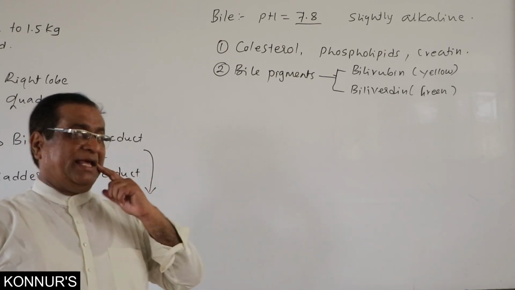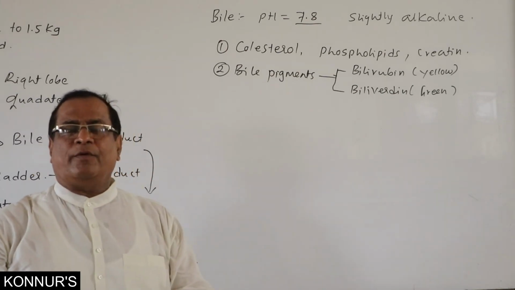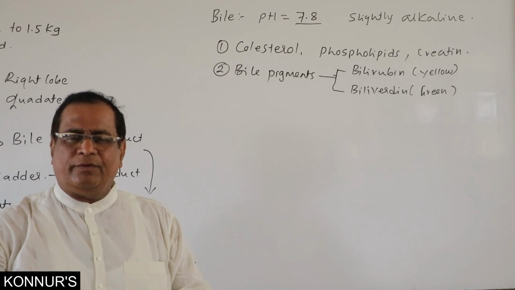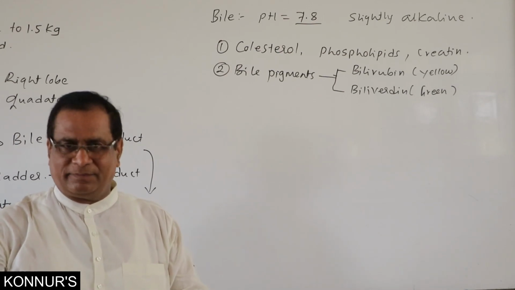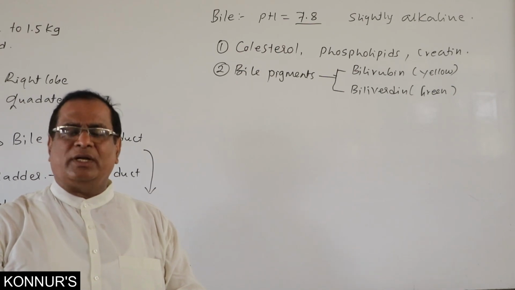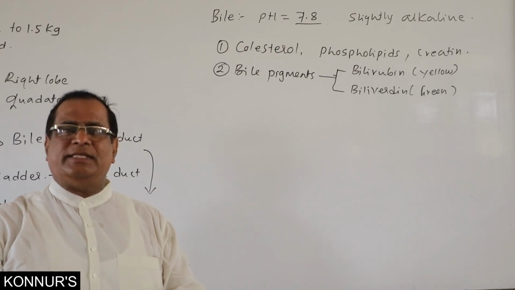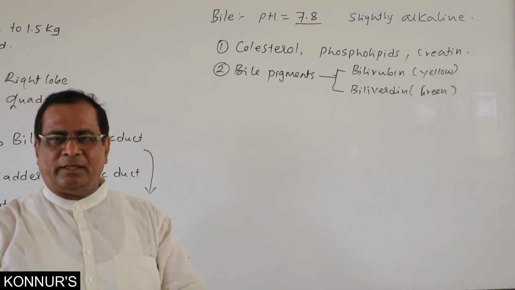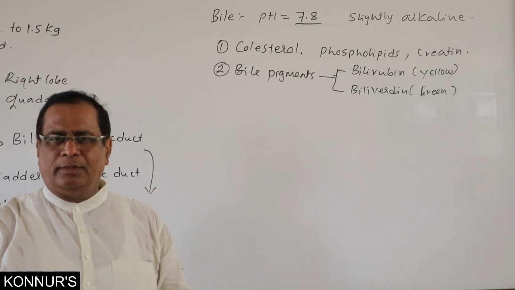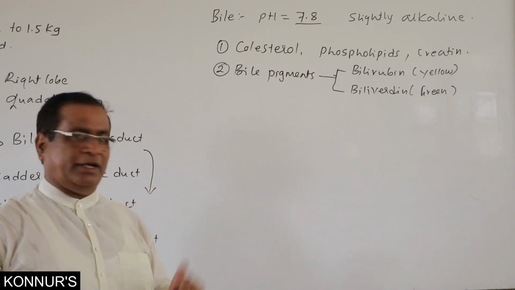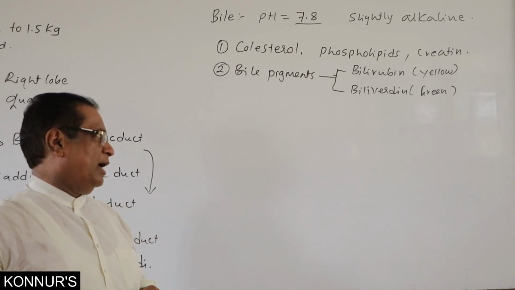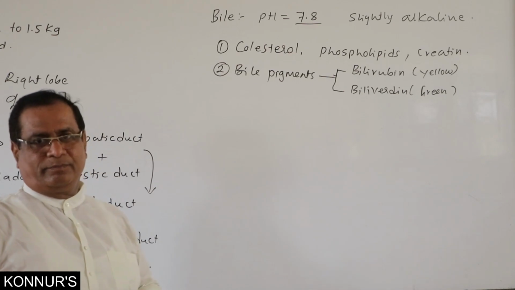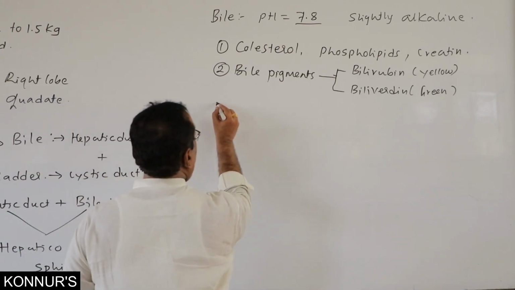Remember, these bile pigments are formed from the hemoglobin of dead and worn out RBCs. After 120 days, every RBC will die and the hemoglobin present in it is converted into bile pigments like bilirubin and biliverdin.